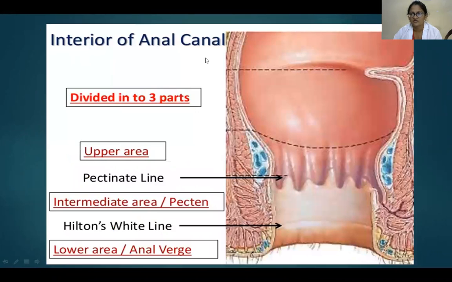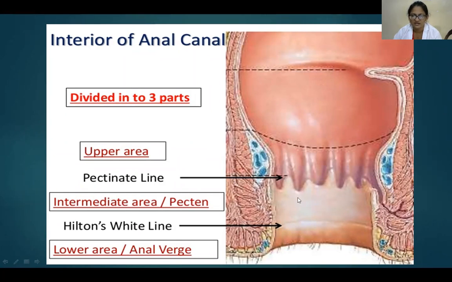Okay, interior of the anal canal. This is also very important. See, this is the interior of the anal canal. It is divided into three parts: upper area, intermediate area, and lower area. This is the upper area, this is the intermediate area, and this is the lower area.